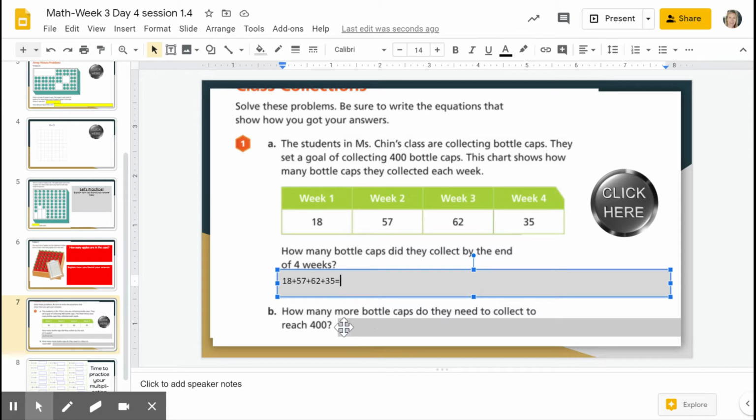Part B says, how many more bottle caps do they need to collect to reach 400? So that's already a clue that the total amount is less than 400. So if we want to find out how many more, we could do many things. One thing we could do is subtract. We could take the total from this answer and subtract it from 400. Or we could count up. Now, whatever you choose to do, just make sure that in these gray boxes you do what the directions say about writing the equation and showing your answers.